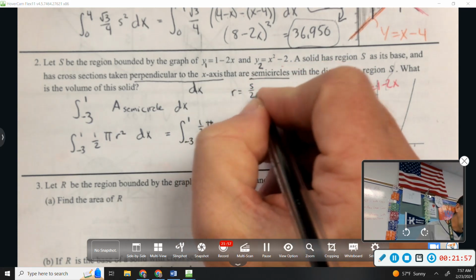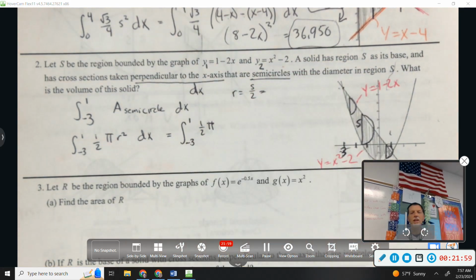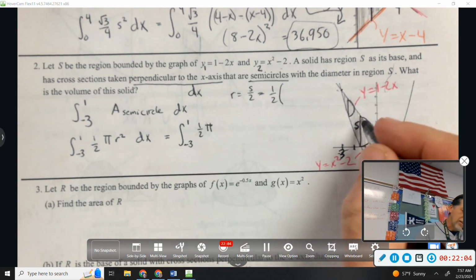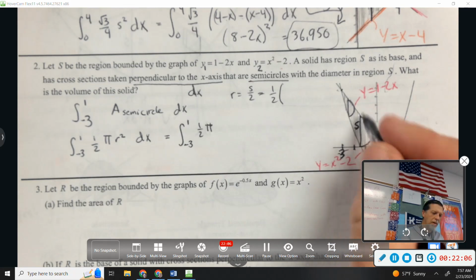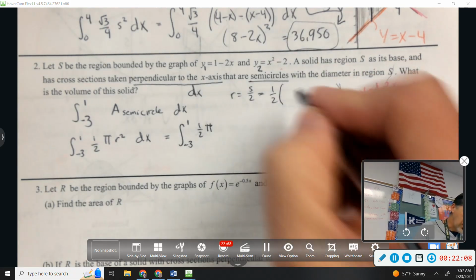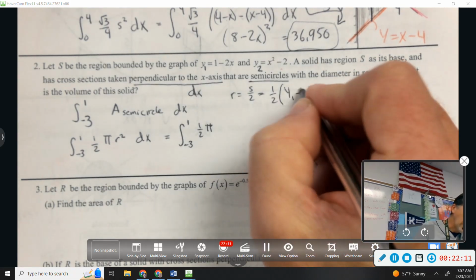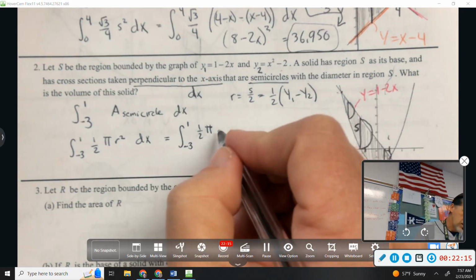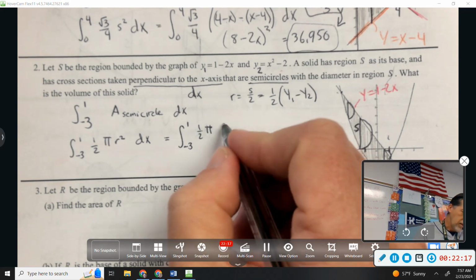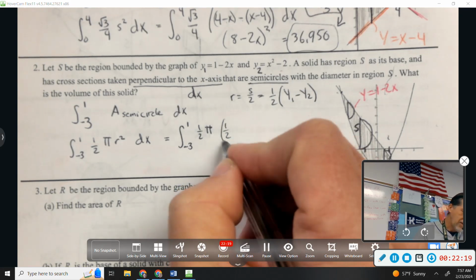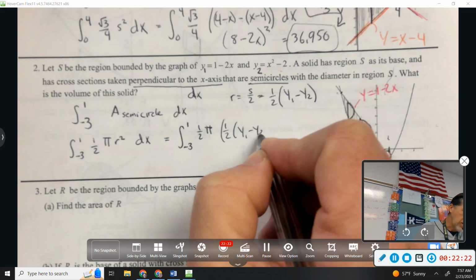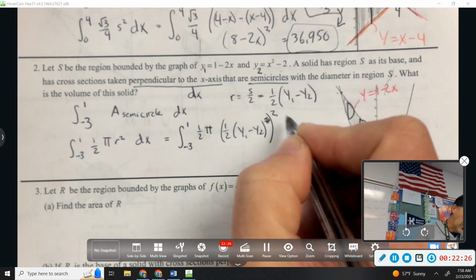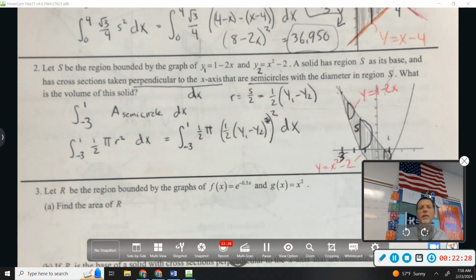R is s over 2. Save myself some space here rather than writing out this whole thing again. So s over 2 is 1/2 top minus bottom, because s is the top minus the bottom. So you know what? I'm just going to go 1/2 y1 minus y2 rather than write all that stuff out again. So 1/2 y1 minus y2 squared. Whoops. Make sure you square the right thing. Dx.